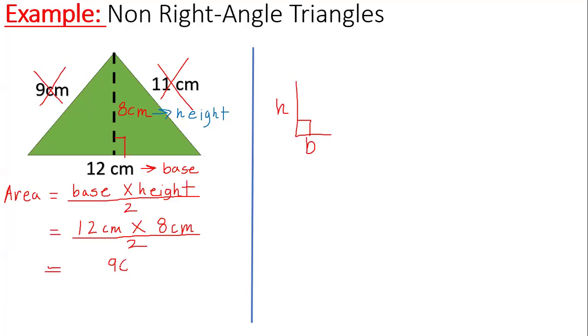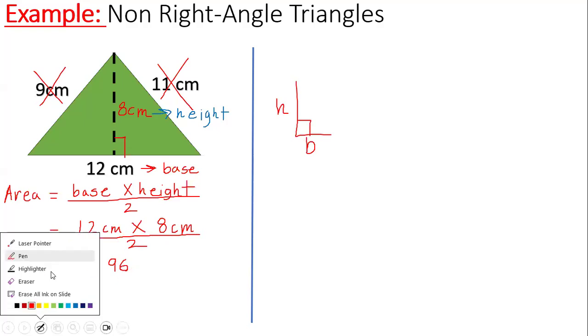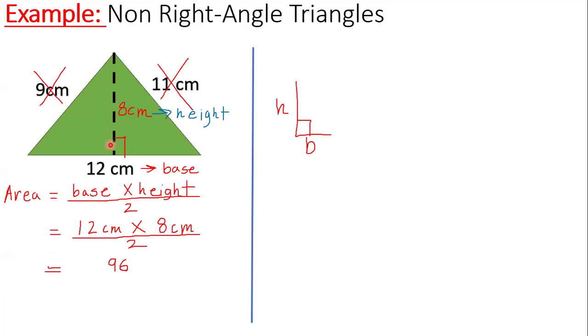How do we get 8? No, 8 was given. So it's going to be 96 centimeters squared all over 2. So we have to divide, right?